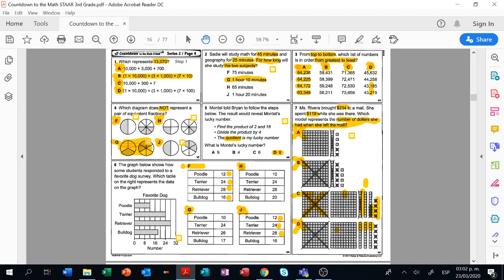The answers you should have, amigos, is number 1, letter B. Number 2, letter G. Number 3, A. Number 4, G. Number 5, letter D. That is an 8 right here. Number 6, that should be letter F, the first option. And number 7, that should be letter C. Okay, I'm curious to know how many correct you have.